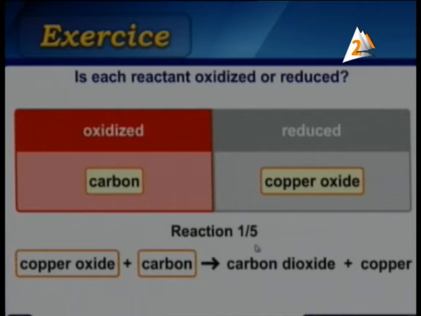We have the losing of electrons between what? Between the copper oxide, we have gaining electrons to change it into copper atom, and we have the carbon that loses electrons to change it into carbon dioxide.